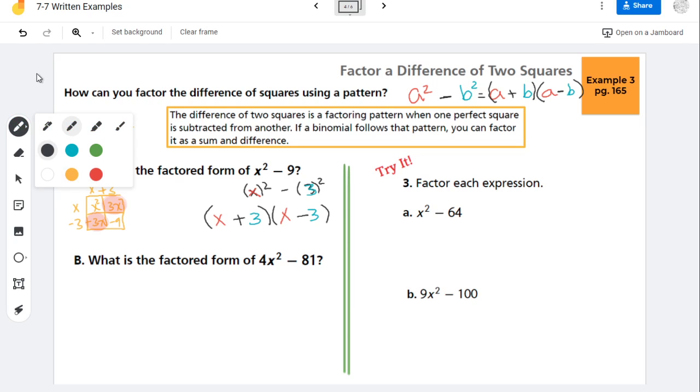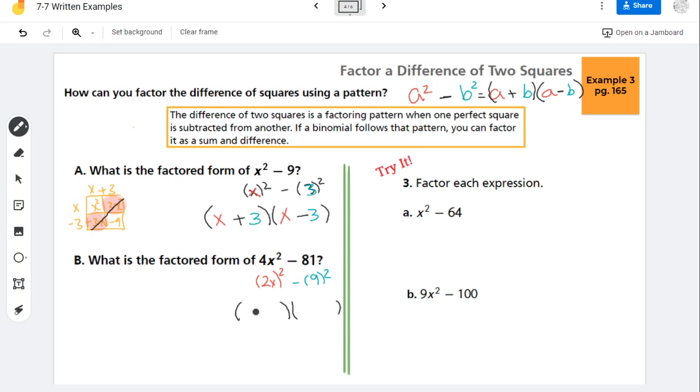Because the linear term there undoes itself. Okay, that's why this pattern is such a big deal. So now let's look at part B. So here 4x squared is the same thing as 2x squared. 81 is 9 squared. And they're being subtracted. That's how you know it's a difference of squares.